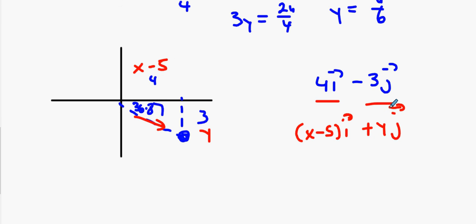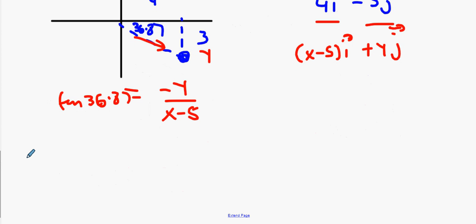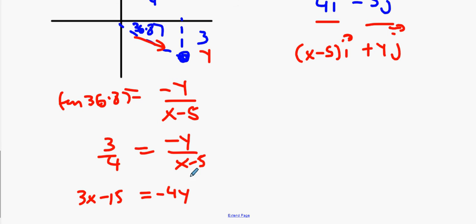Alright? So what we normally do is we normally say, no bother, tan 36.87 is equal to minus y over x minus 5. And what is tan 36.87? I think we had earlier, I think it was 3/4, isn't it? Right? And we say 3/4 equals minus y over x minus 5, and then you just bring it up and you get this equation here. And then bring it across, you get 3x plus 4y equals 15, alright?